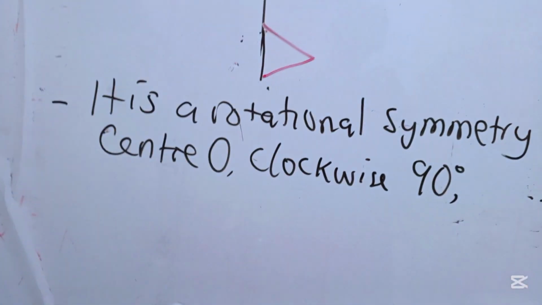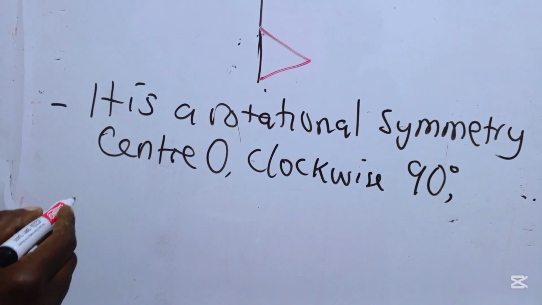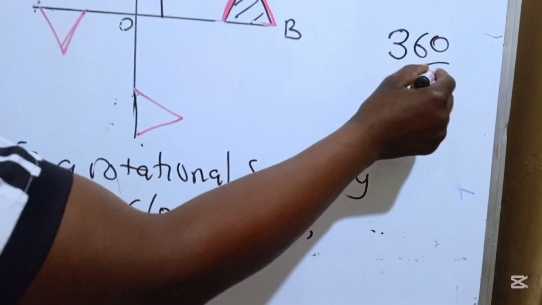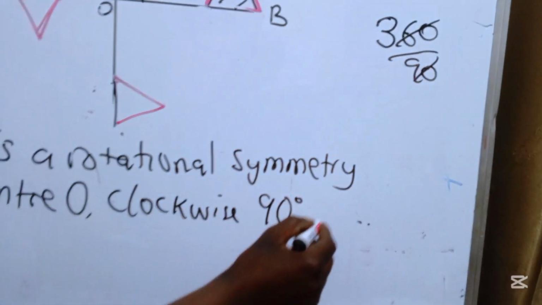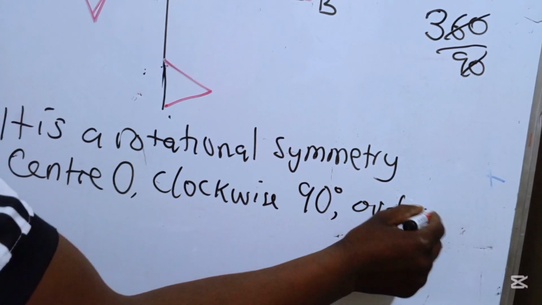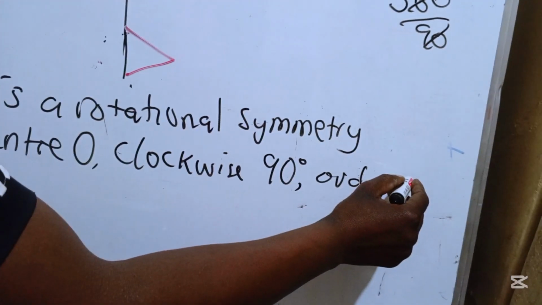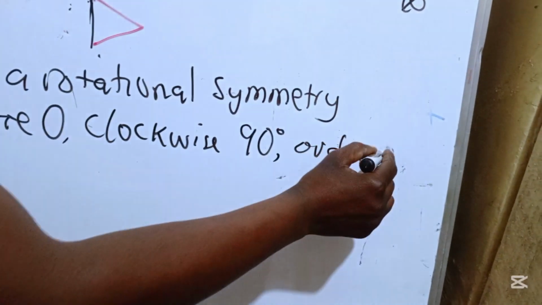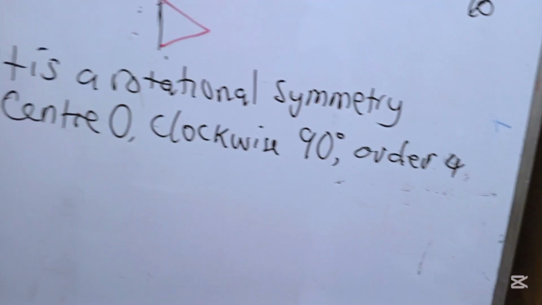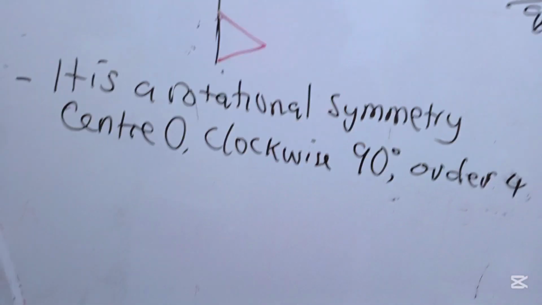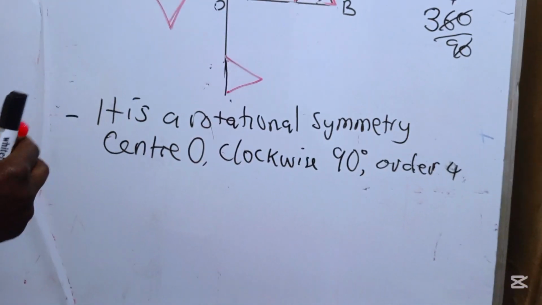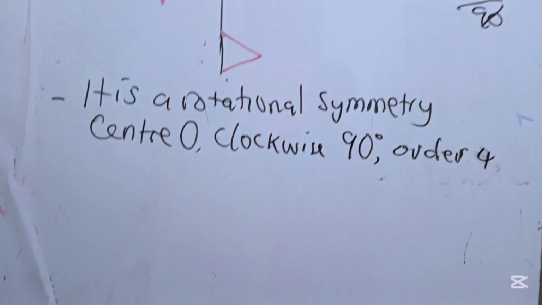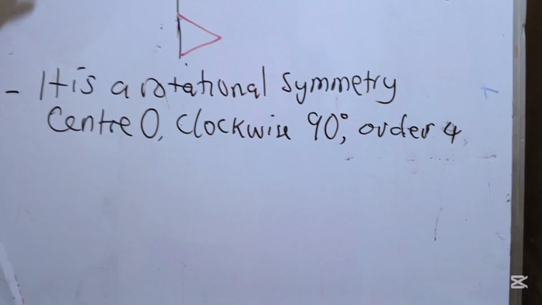Order. Now, if you look at the order, because 90, you have to divide 360 by 90. You agree with me that the order now becomes what? It is 4. Because of 90 there, the order is 4. It means you have described that one. So you have to say it is a rotational symmetry, center, clockwise 90 degrees, order 4. So this is how we can answer this question when it is like this.